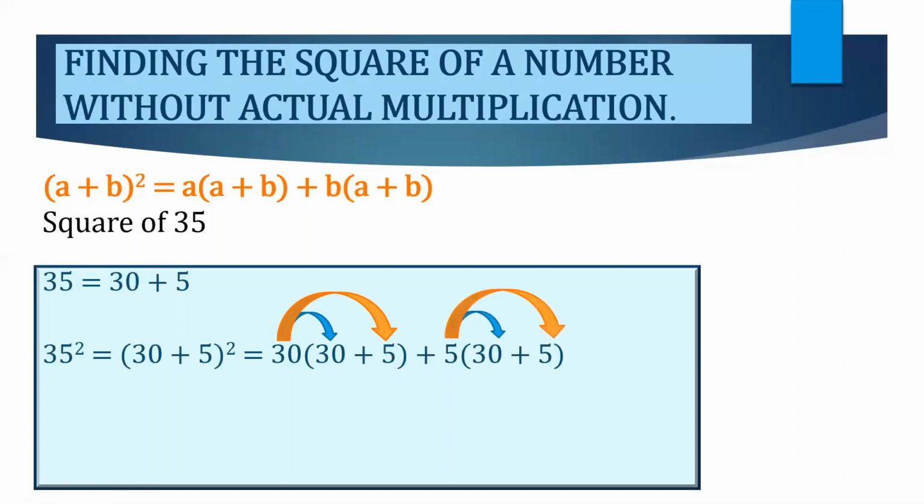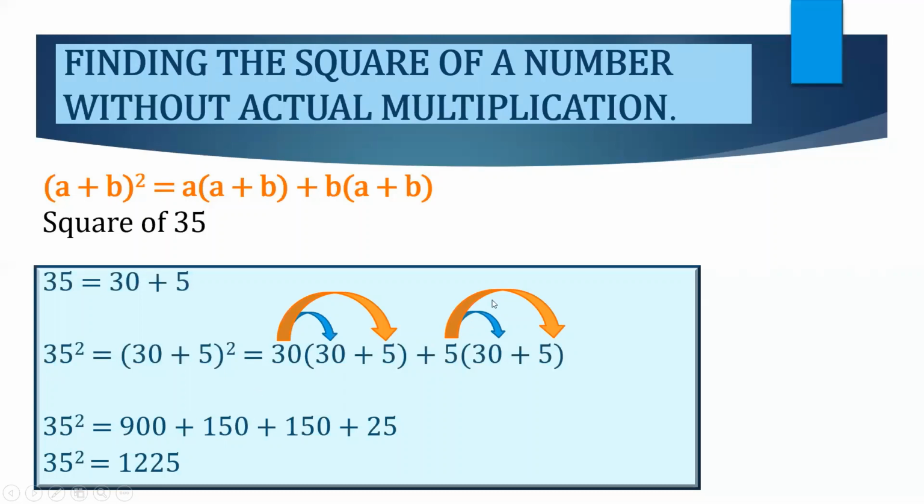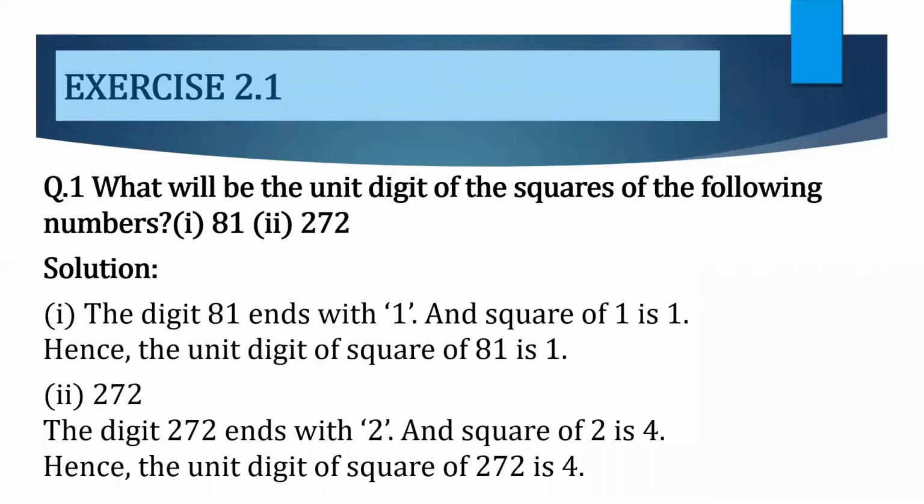And last, I'll multiply 5 with 5. So ultimately, I'll get something like this. 30 into 30 is equal to 900. 30 into 5 is equal to 150. 5 into 30 is equal to 150 again. And 5 into 5 is equal to 25. And then last, when I sum it up, I'll get my answer, that is 1225. Let's start with exercise 2.1.